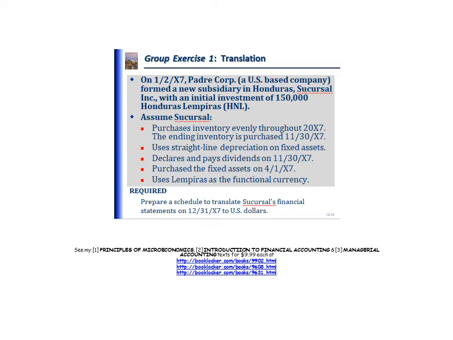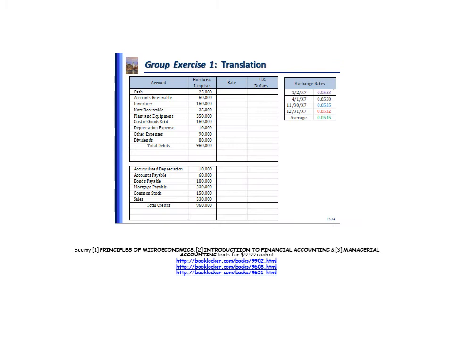They purchased inventory evenly throughout 20X7. Ending inventory was purchased on November 30, X7. They use straight line depreciation on fixed assets. They declare and pay dividends on November 30, X7, and they purchase fixed assets on April 1, X7. And they want you to prepare a schedule to translate the financials from a foreign currency to US dollars.